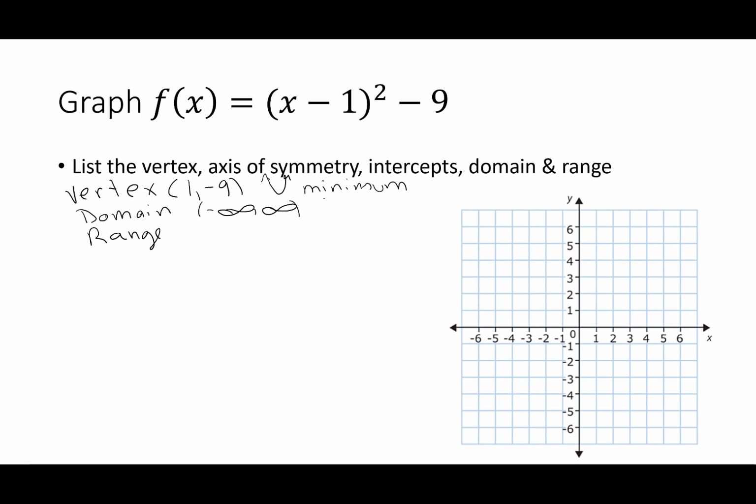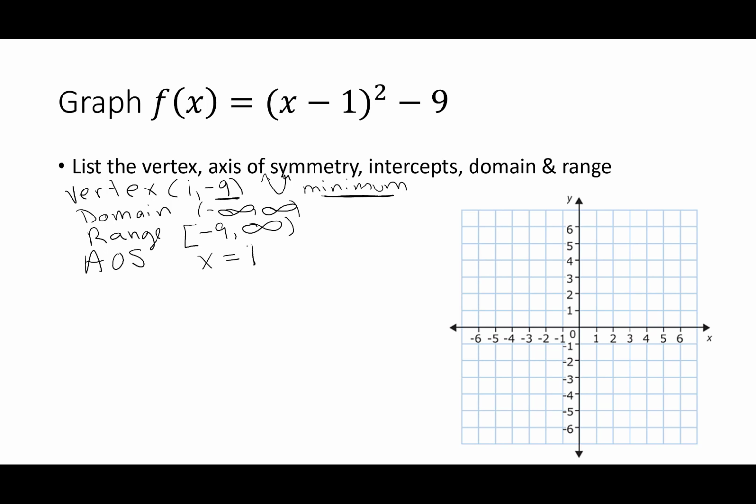So having a minimum value for our vertex says the smallest it'll ever be is negative 9. So I'm going to write negative 9, and it goes to infinity. Let's go ahead and answer the axis of symmetry. Axis of symmetry, which often we write as AOS, is x is equal to 1.